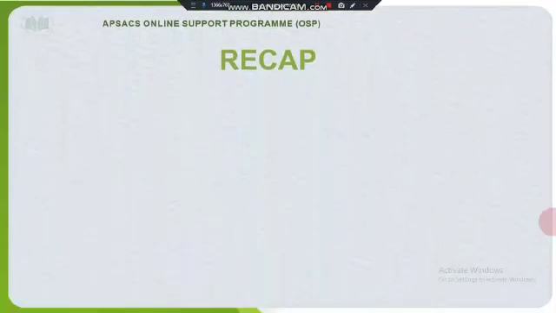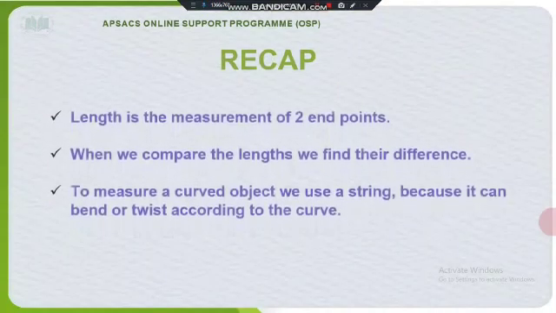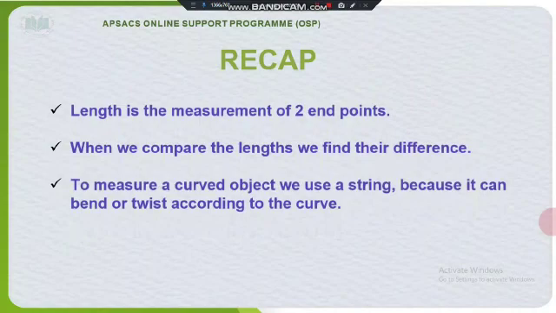Now this is the time for recap. Length is the measurement between two endpoints. All of you have understood now. And when we compare the lengths, we find their difference, means we subtract the numbers. Then you measure a curved object. How? By using a string because it can bend or twist according to the curve.